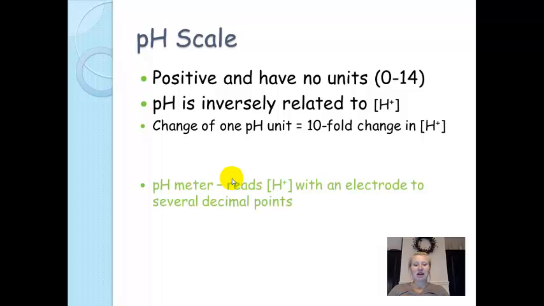Now, to measure pH, we use a pH meter. A pH meter reads the concentration of H+ with an electrode to several decimal points, and this is what we are using when we use the Vernier pH probes.